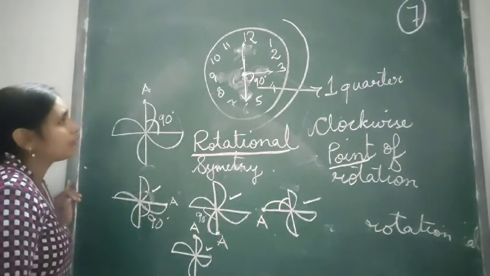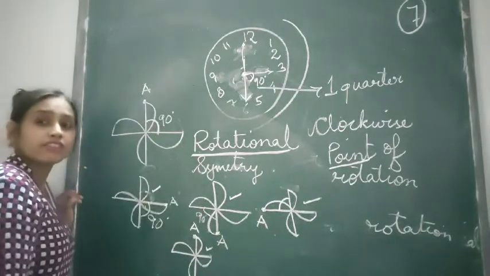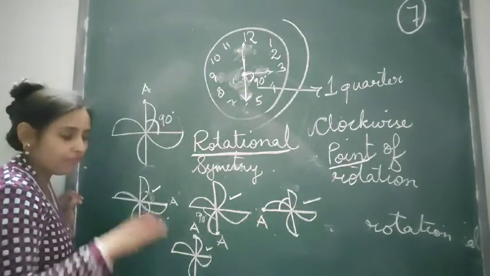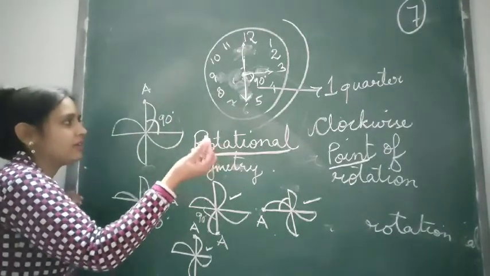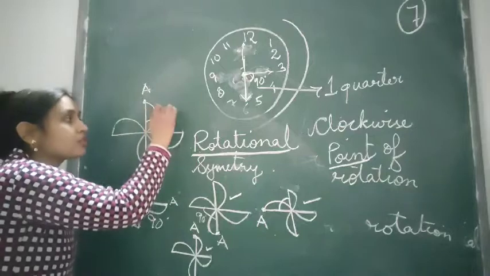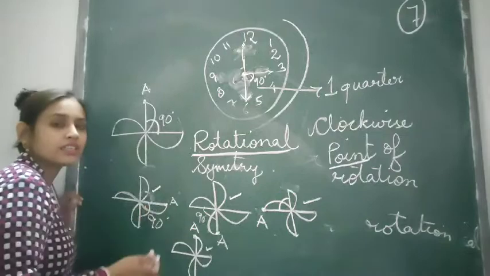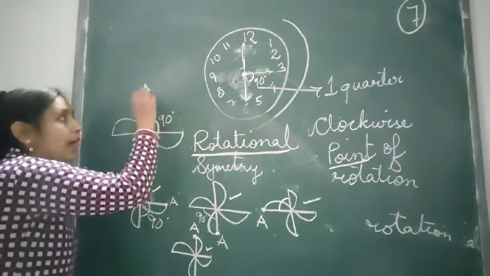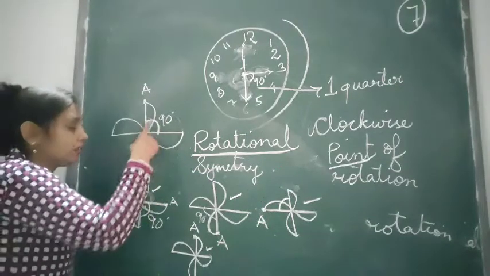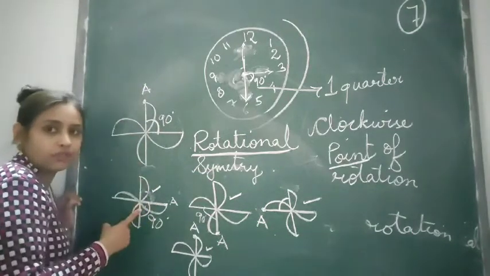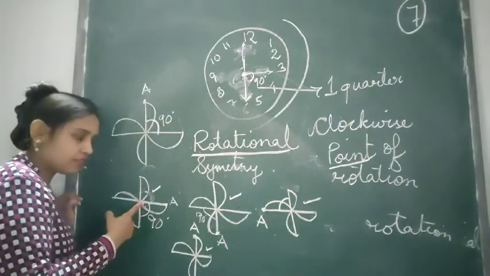Clear children? Okay. And also children, this rotational symmetry refers to orders. Orders means of how many order. Rotational symmetry is of how many orders? Let's see. Like here, how many quarter turns did we take to reach back? When we rotated, there should be similarity, children. Okay, we rotated here. So this is first order.